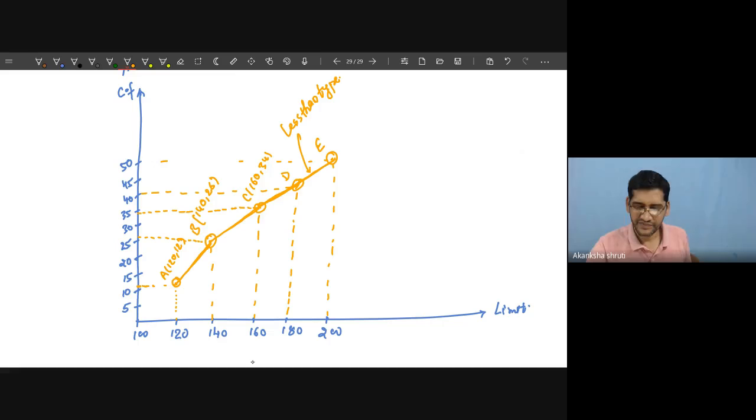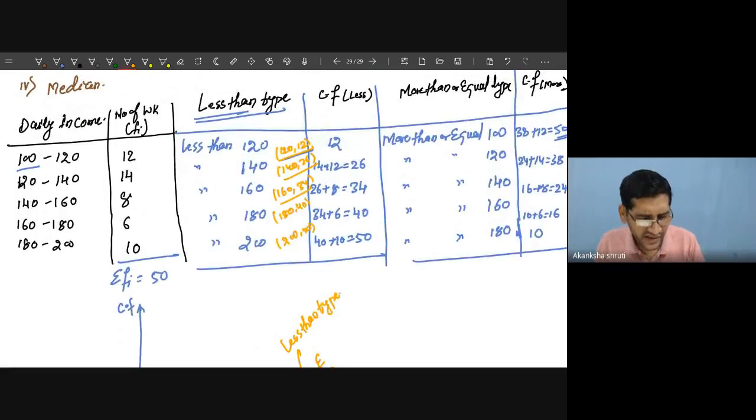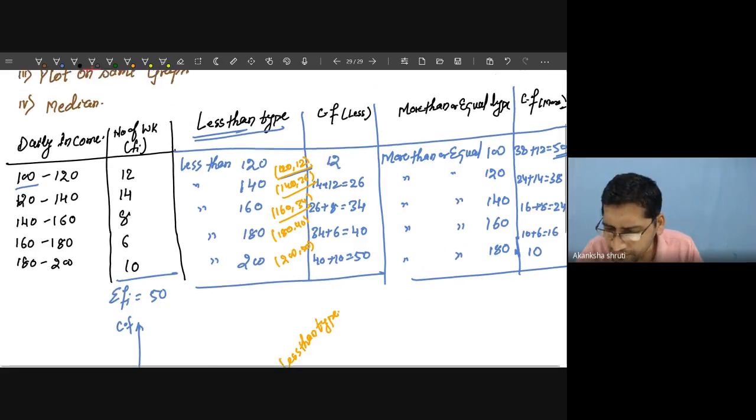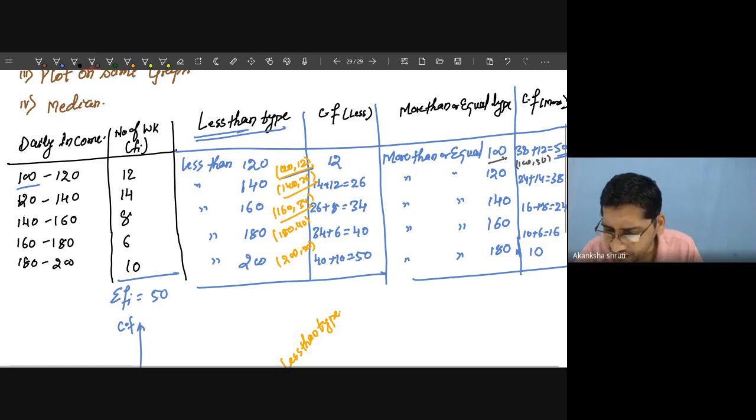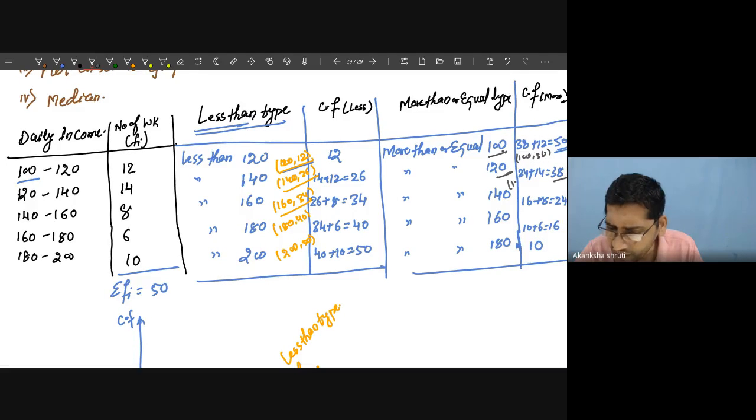It is this one. Next, we have to go for the more than type. Let me quickly write for the more than type also. So what will be the plot here, students? Here 100, and with this 100, I need to put the 50. So 100 and 50 we shall put. Next one is 120, then 38. So put it at 120 and 38. Next point is our 140 and 24.